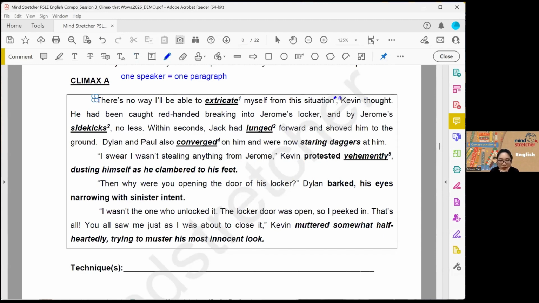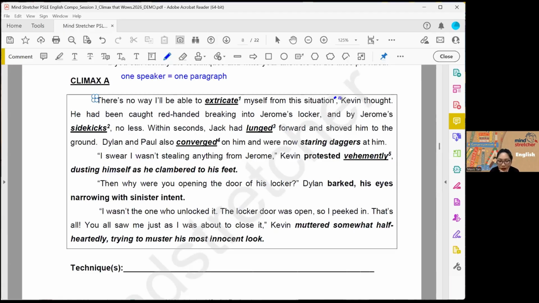Kevin thought. He had been caught red-handed breaking into Jerome's locker and by Jerome's sidekicks, no less. Within seconds, Jack had lunged forward and shoved him to the ground. Dylan and Paul also converged on him and were now staring daggers at him.